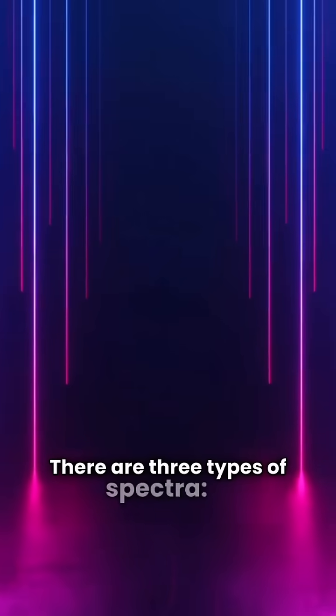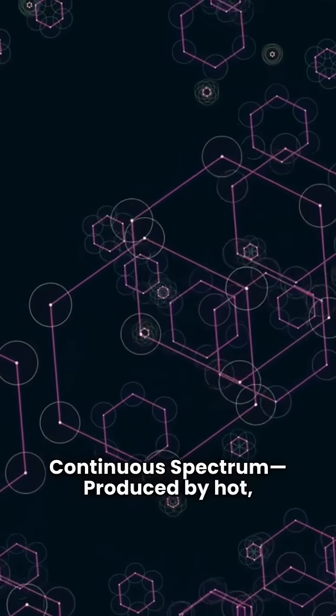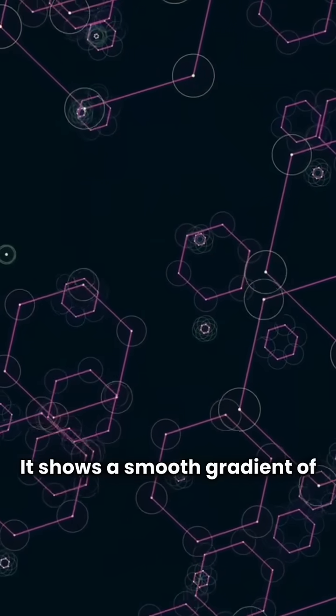There are three types of spectra. One, continuous spectrum, produced by hot, dense objects like stars. It shows a smooth gradient of colors, no gaps. Two, emission spectrum, from hot, thin gases. It reveals bright lines at specific wavelengths, each line a fingerprint of an element.